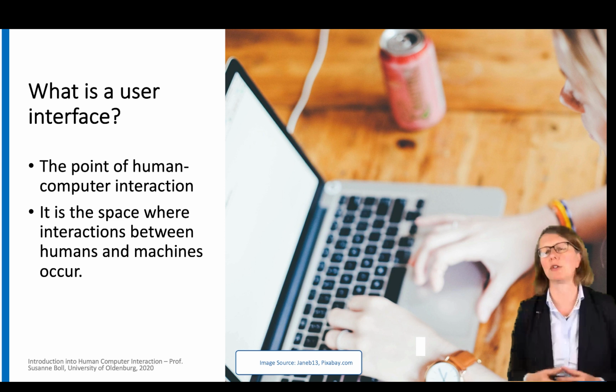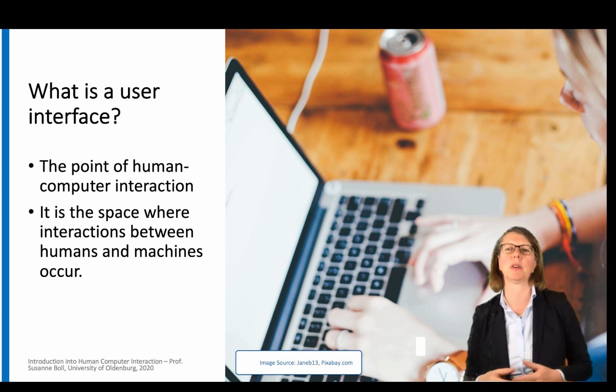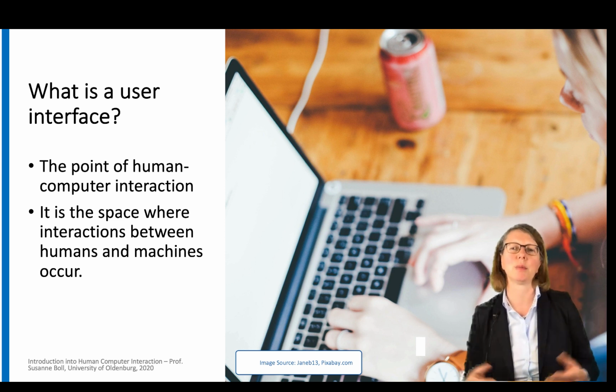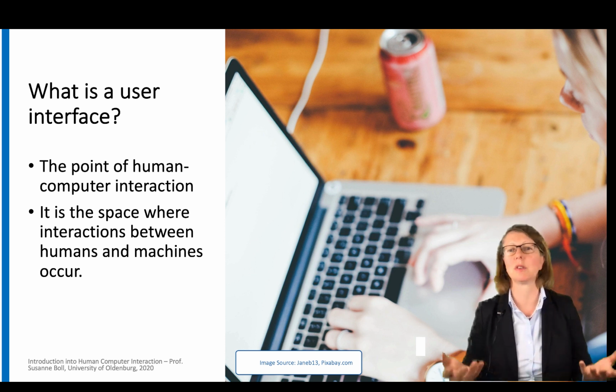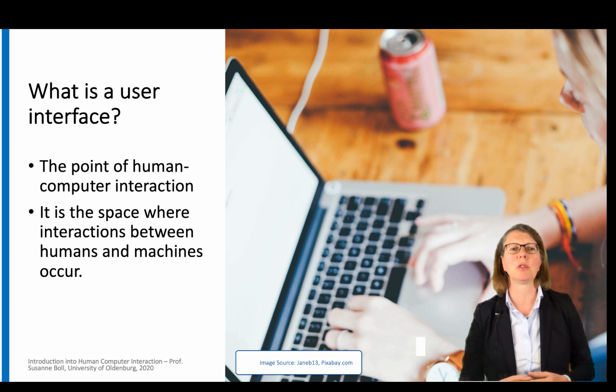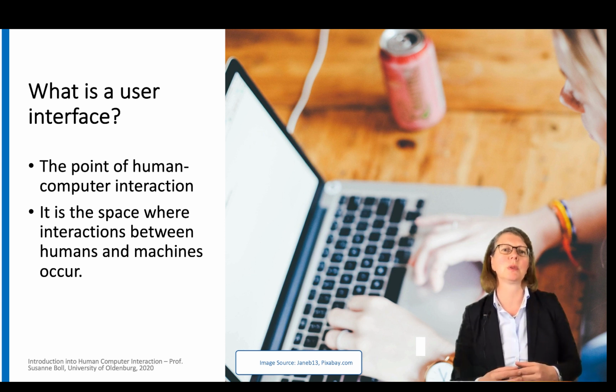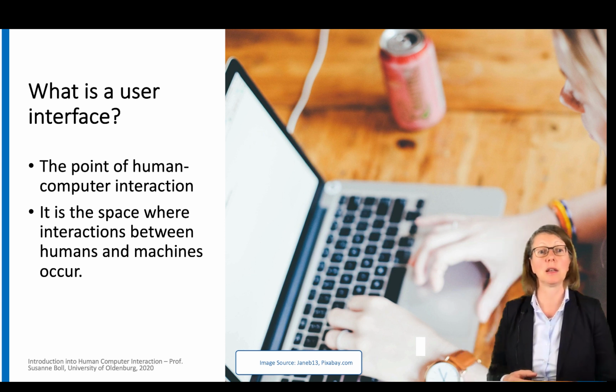But what is a user interface? Well, these are the natural user interfaces we see a lot. We have a keyboard, we have a computer, we have a display, and we are interacting, for example, with this presentation. It's the space where the interaction between humans and machines occurs.